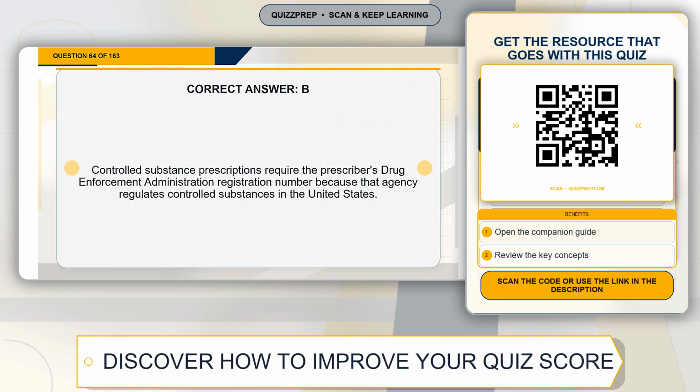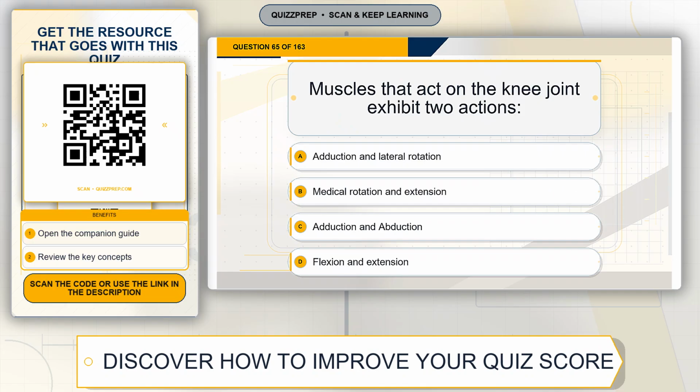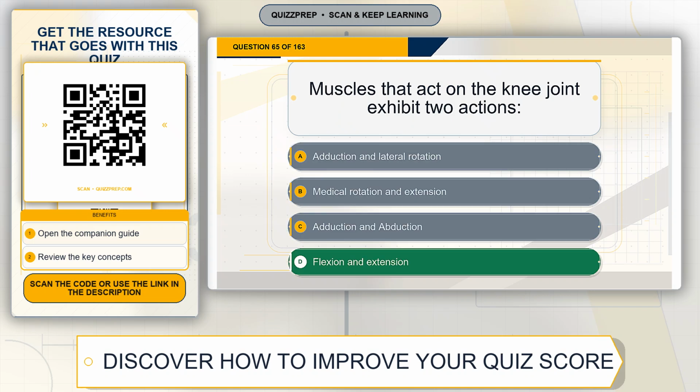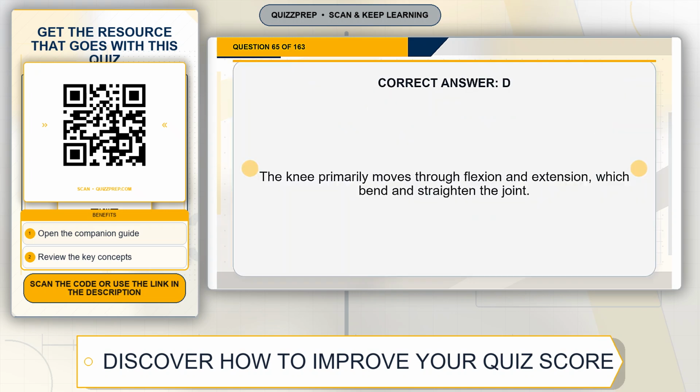United States. Question 65. Muscles that act on the knee joint exhibit two actions. Option A, adduction and lateral rotation. Option B, medial rotation and extension. Option C, adduction and abduction. Option D, flexion and extension. The correct answer is option D, flexion and extension. Explanation. The knee primarily moves through flexion and extension, which bend and straighten the joint.